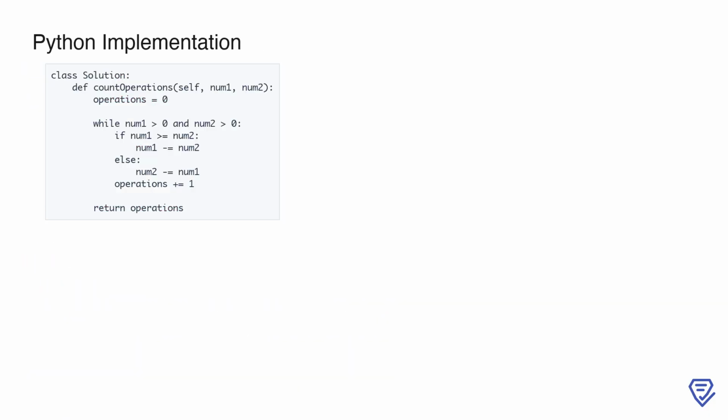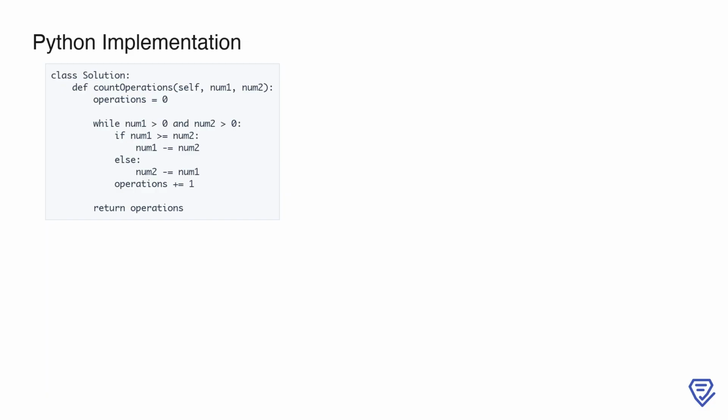The provided Python implementation solves the problem of counting the number of operations required to reduce two integers, number 1 and number 2, to 0, by repeated subtraction of the smaller number from the larger. The class solution contains a single method, countOperations, which receives two integers as input. First, a variable named operations is initialized to 0 to keep track of the number of steps performed. The algorithm then enters a while loop that continues until either number 1 or number 2 becomes 0.